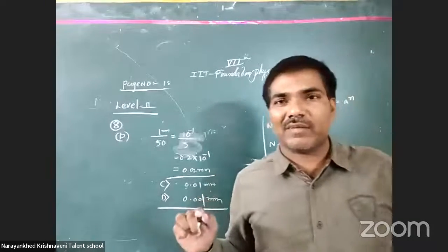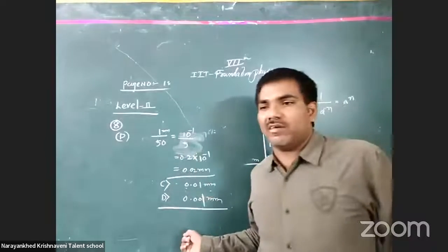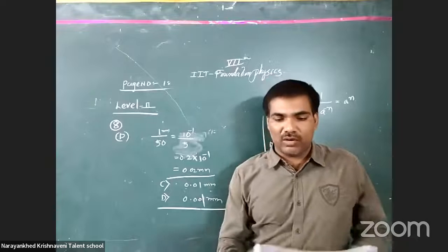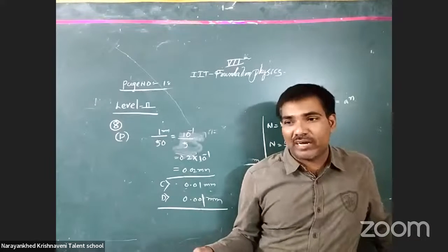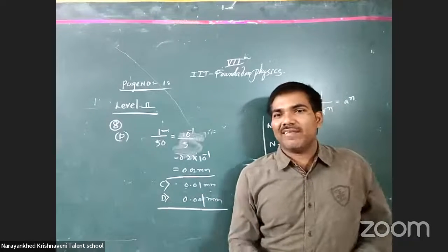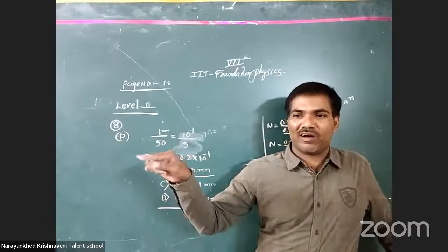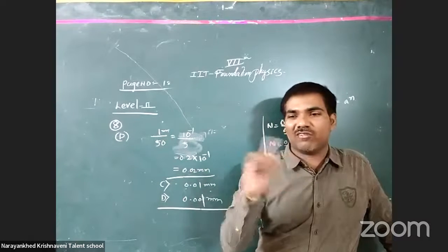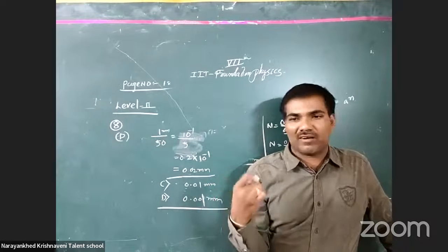Then which is the accurate measure? It is only the last one, the screw gauge. Okay, got it? This is our question, very important. Sometimes this same question may be asked: write the order of least count, decreasing order of least count, or increasing order of least count also. Okay, clear or not, all of you? They may ask the question like that also.